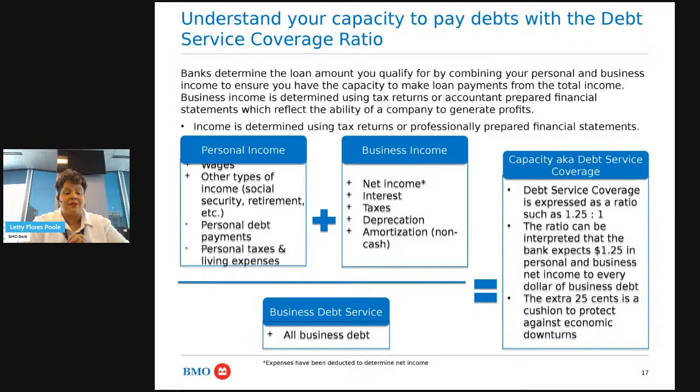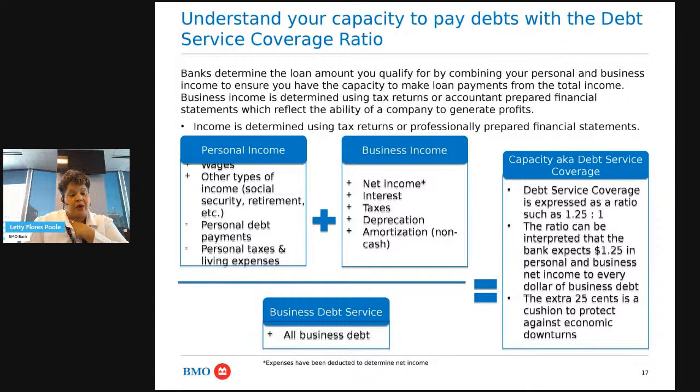Now we go to the second box, which is business income. So we take the plus and minus, whatever that dollar amount is. Now we're going to add it to your net income. And remember, when we mentioned net income, we reviewed one of our financial statements that says we look at that net income. Is that net income positive or is it negative, right? I mentioned to you when we were going through some of those financial statements, there's certain things that we can add back. This is where we add them back: interest, taxes, depreciation, and amortization, which is what we call non-cash, right?